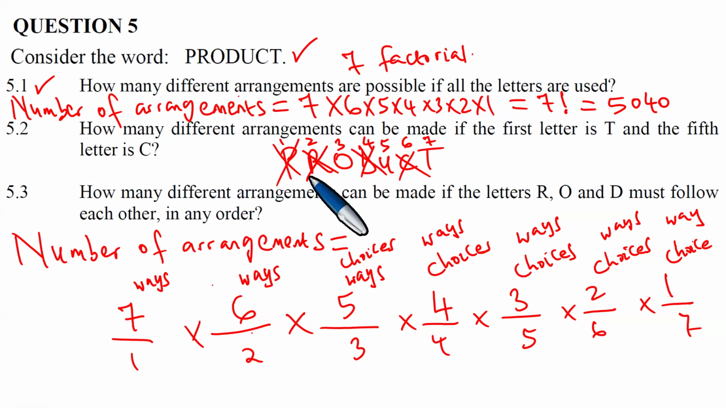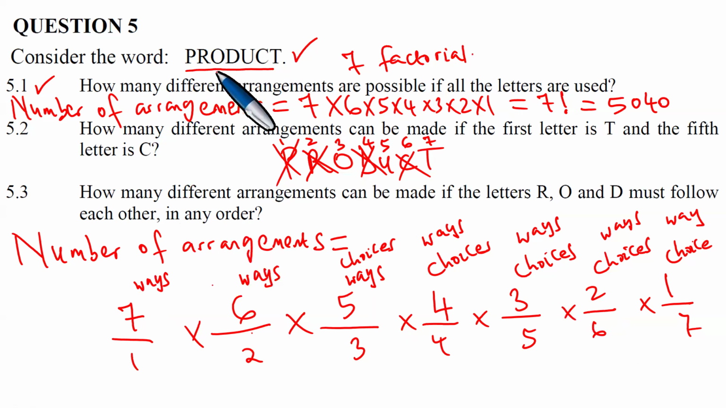But also you need to note that this is true only in a certain case. How many letters are the same in the word product? How many P's are there? Only one. How many R's are there? Only one. How many O's? One. So each letter occurs once, and that is why this is possible.